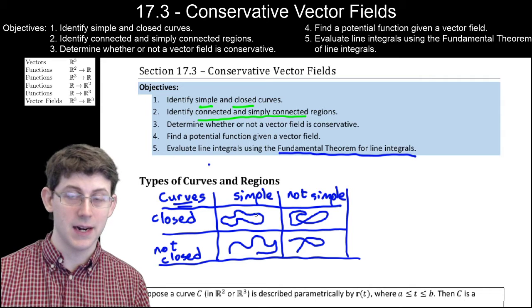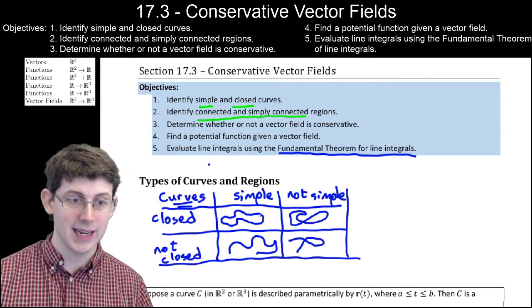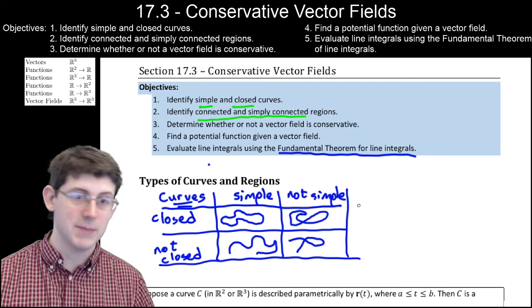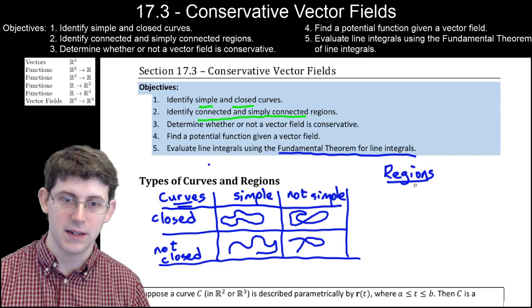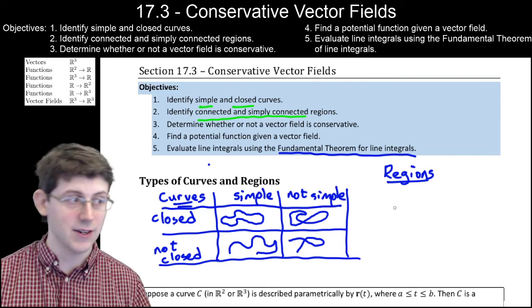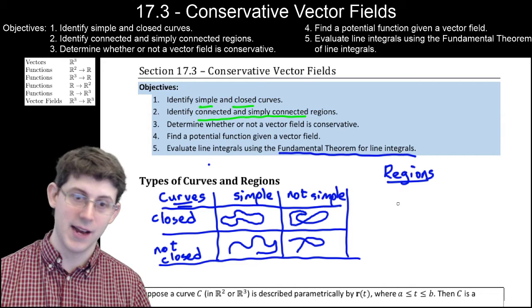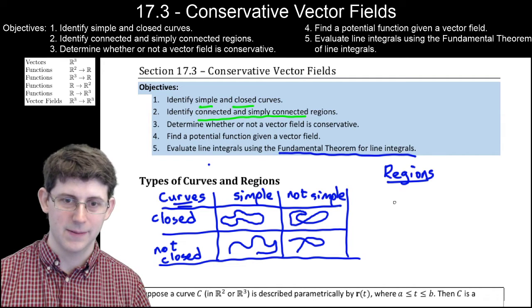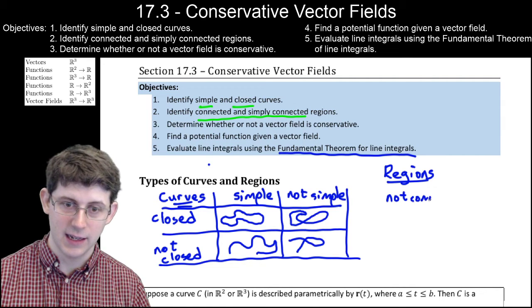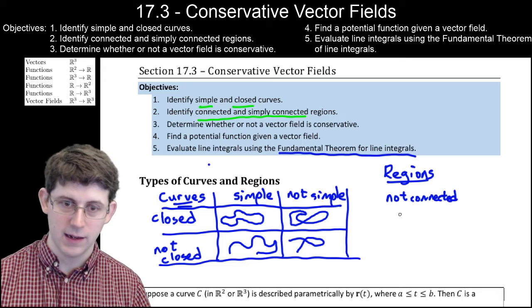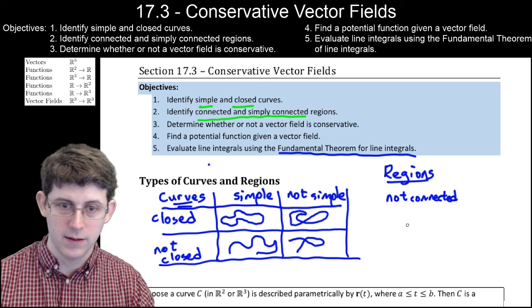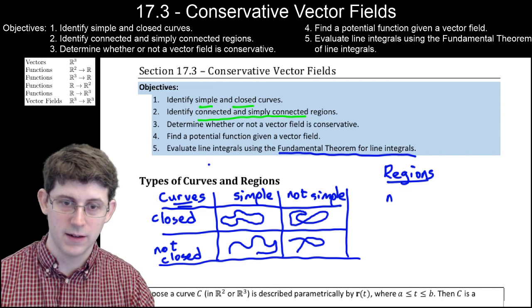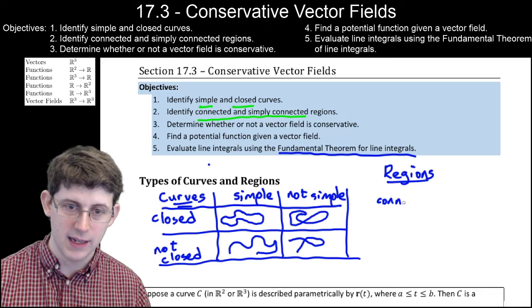The facts of the rest of our chapter will often depend on simple closed curves. Sometimes it also depends on certain kinds of regions. So let's get some different kinds of regions. Your region could be connected or not, and it could be simply connected or not. I'm just going to say you can either be not connected, you can be connected. So you could be connected or not.